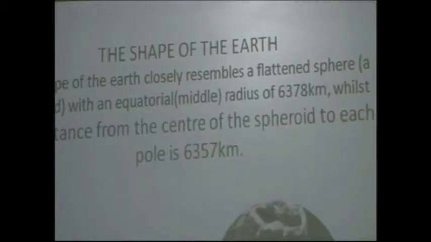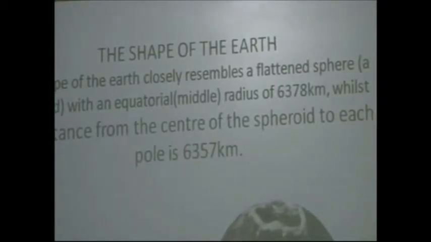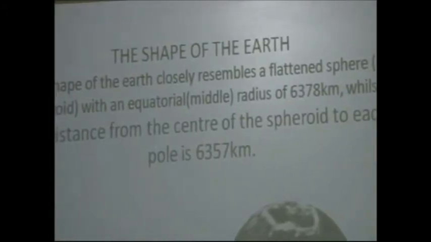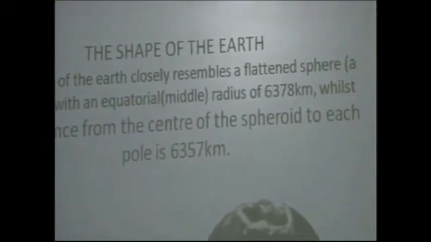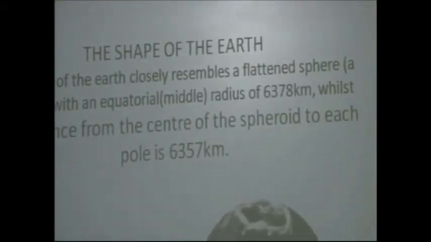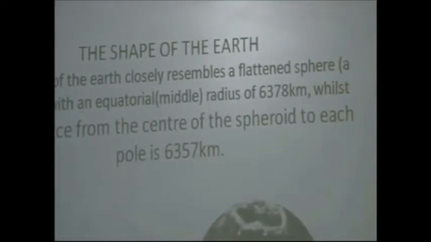But for the basis of our calculation in mathematics, we're going to assume that it is a complete sphere. I hope that is clear. And we'll take the radius as 6,378, though approximated to what? 6,400 kilometers. But you don't approximate unless you're told to do so.